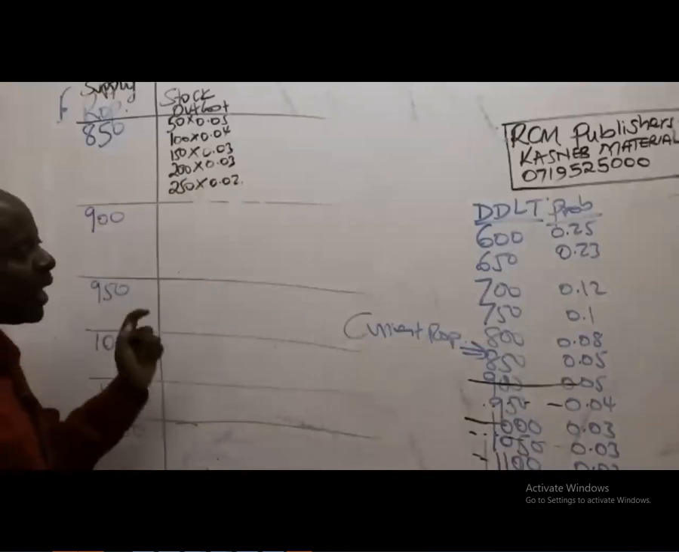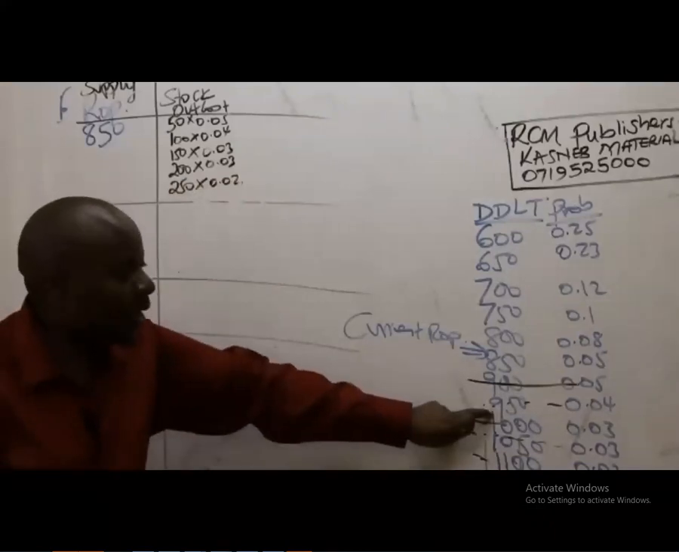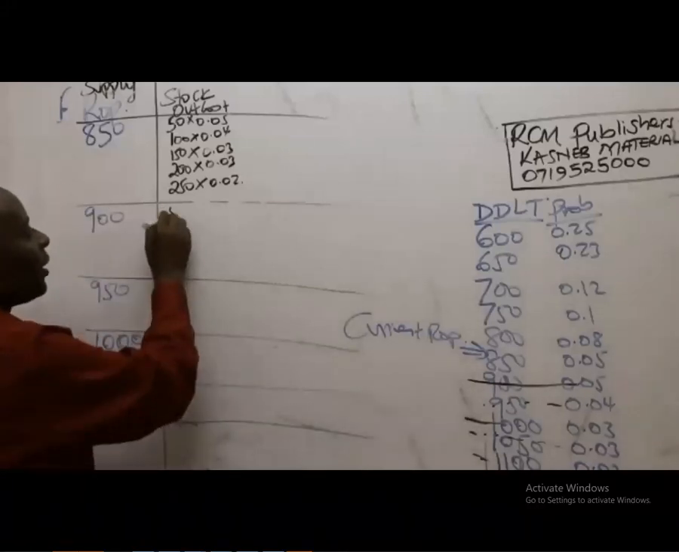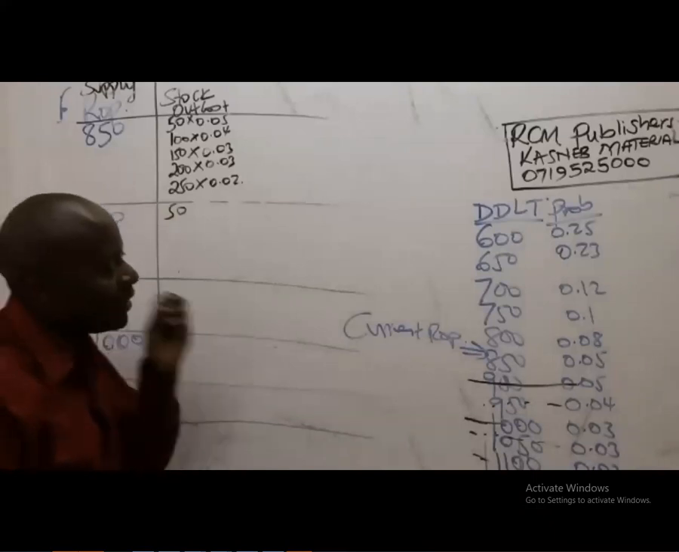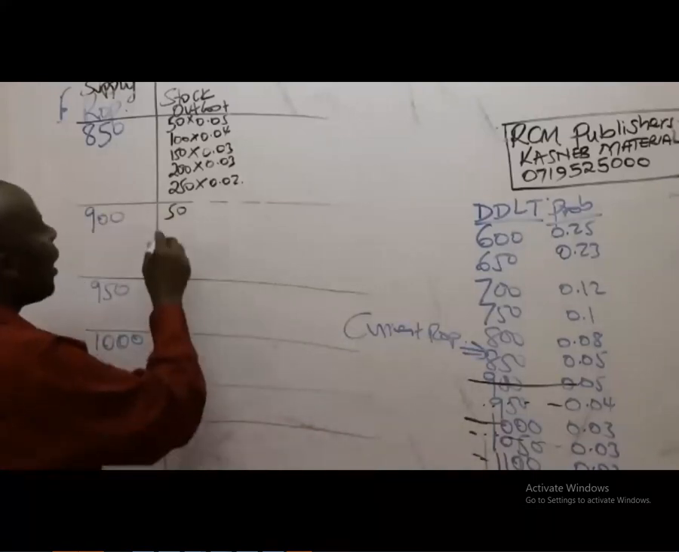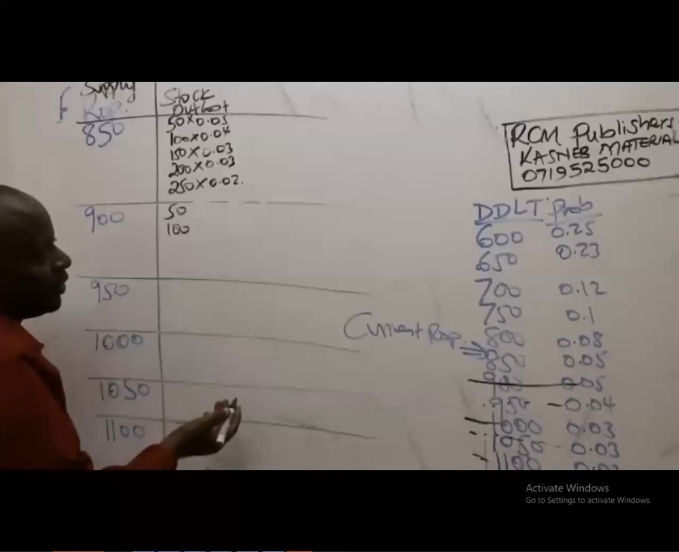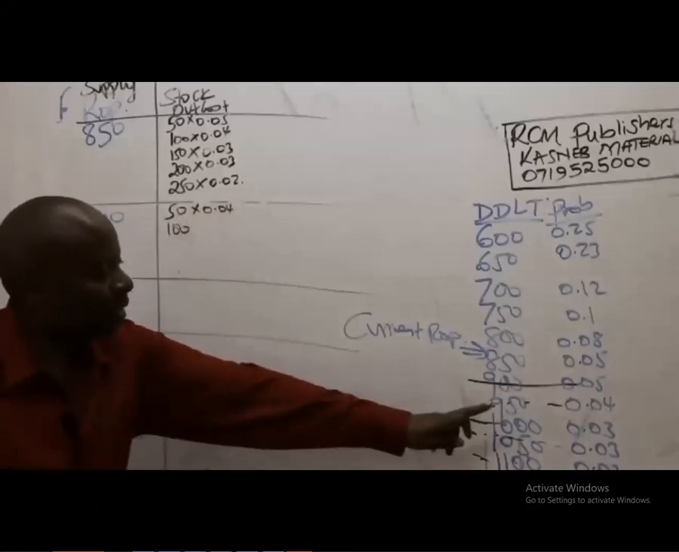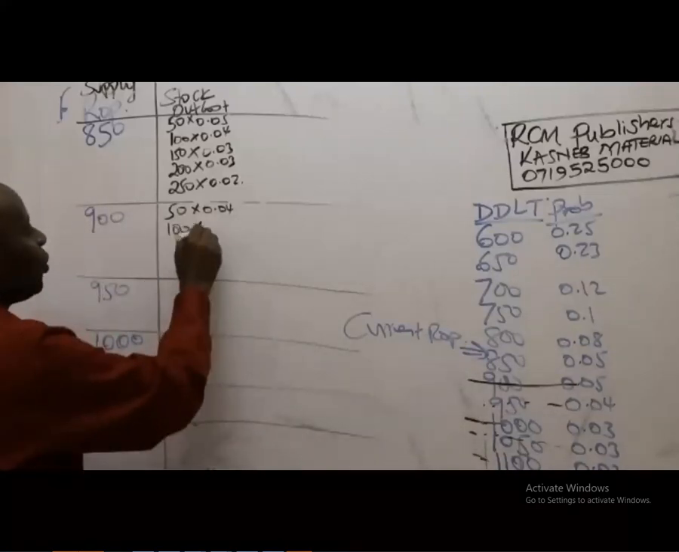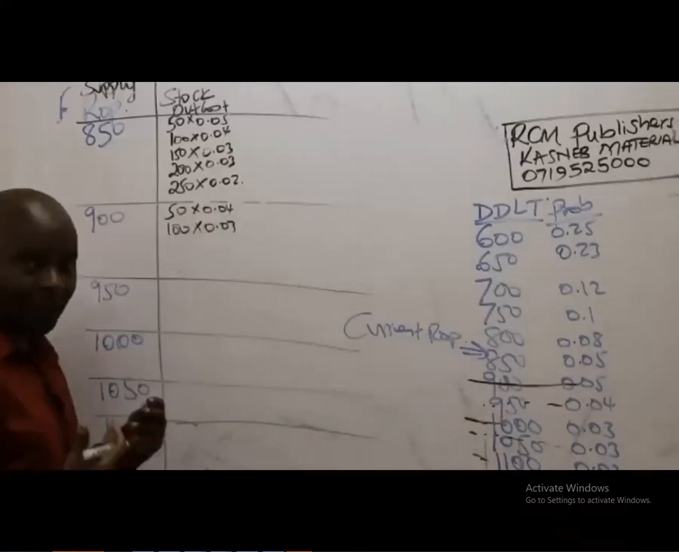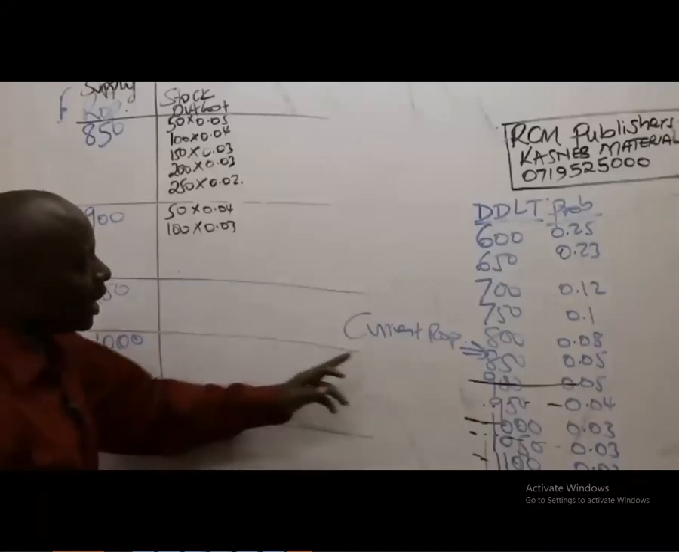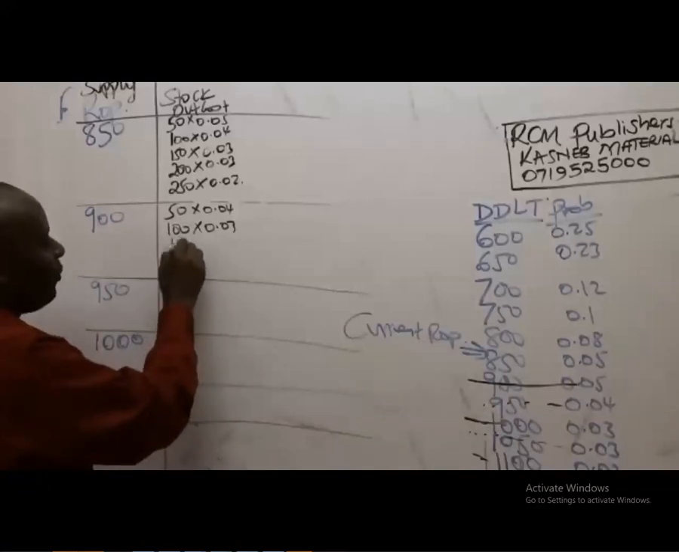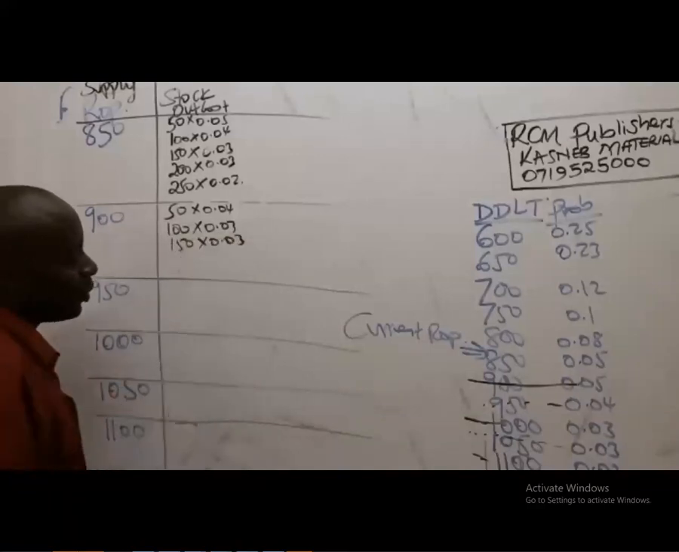What if we supply 900? The first one here is 50. If they come 950, I'll disappoint 50. Ladies and gentlemen, if I supply 900 today and they come 1,000, I will disappoint 100. So please don't forget to use the probability. This is 0.04, and for the 1,000, it is 0.03. Don't forget to do that because we want to get an expected value. If they come 1050, I will disappoint 150 times the probability of that happening, 0.03.